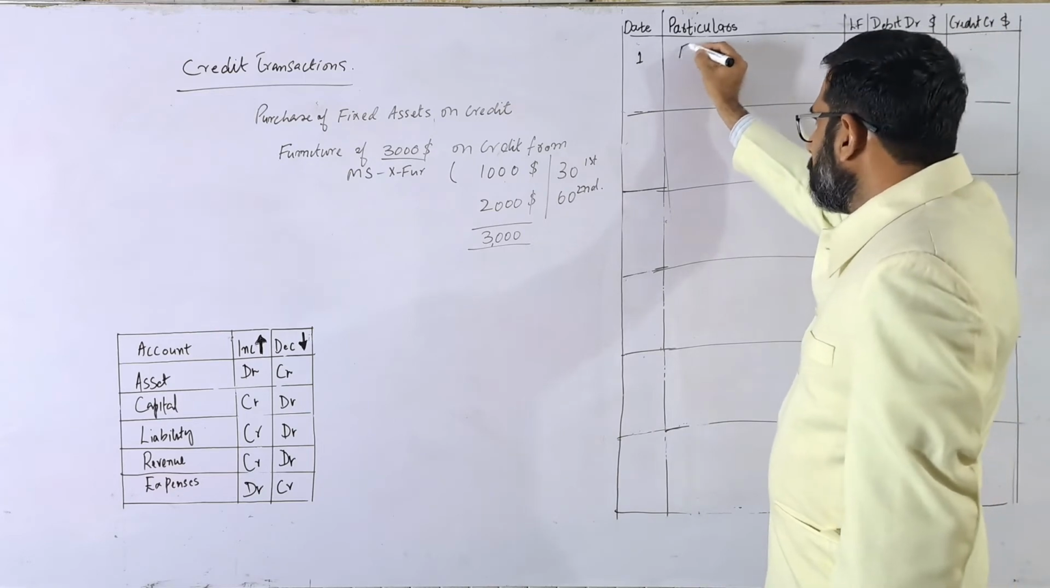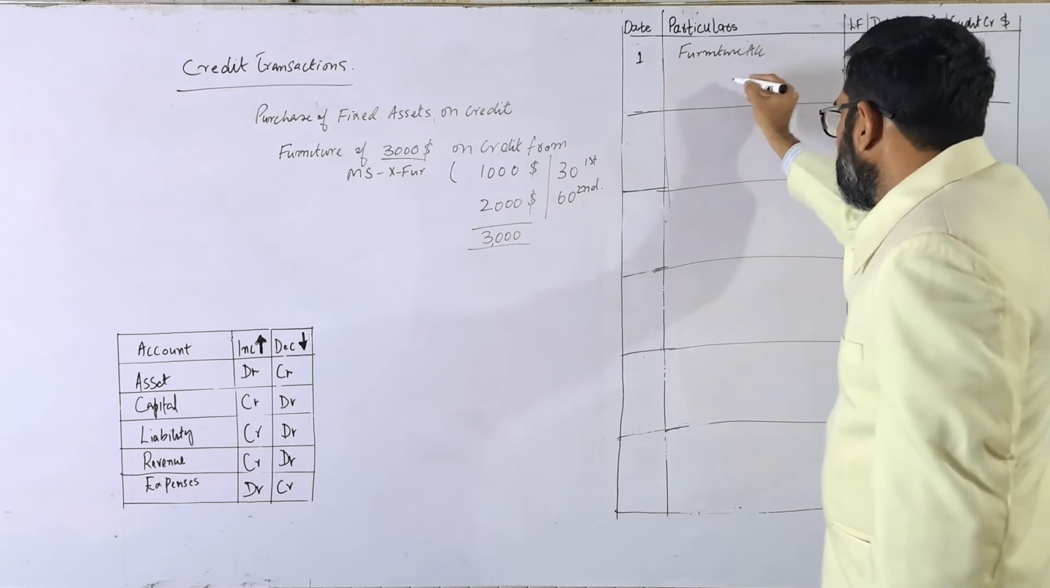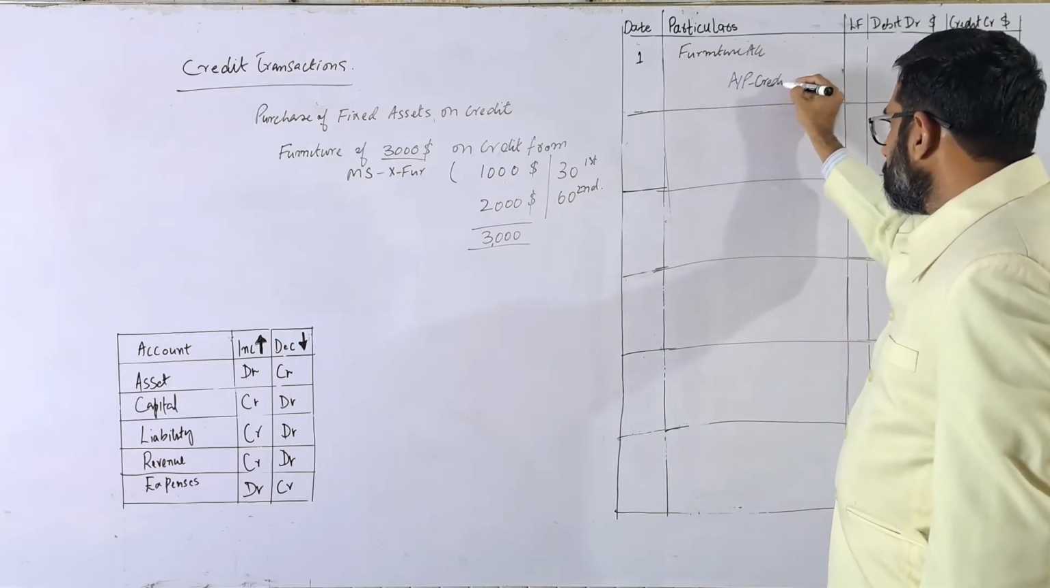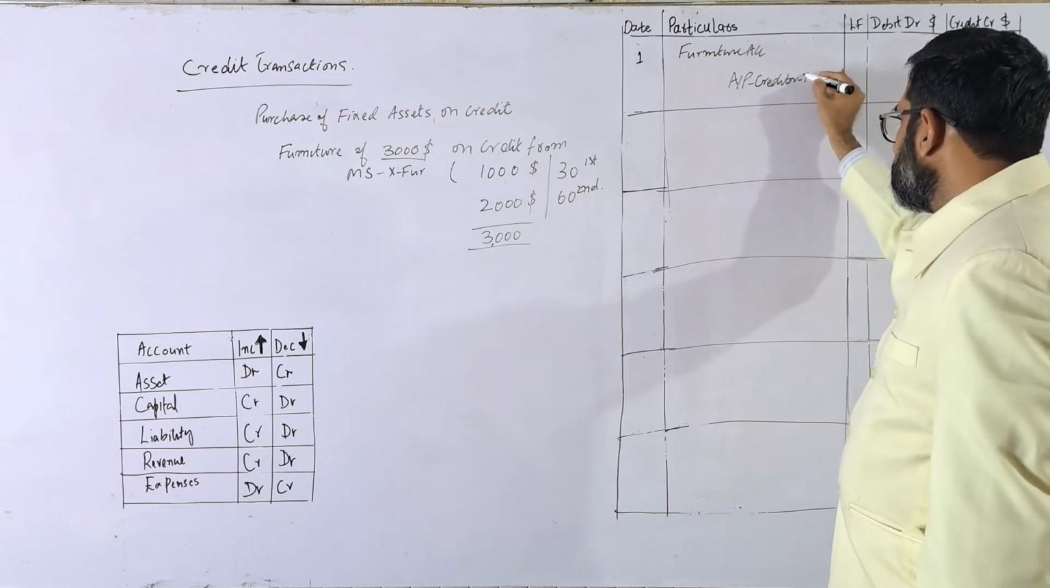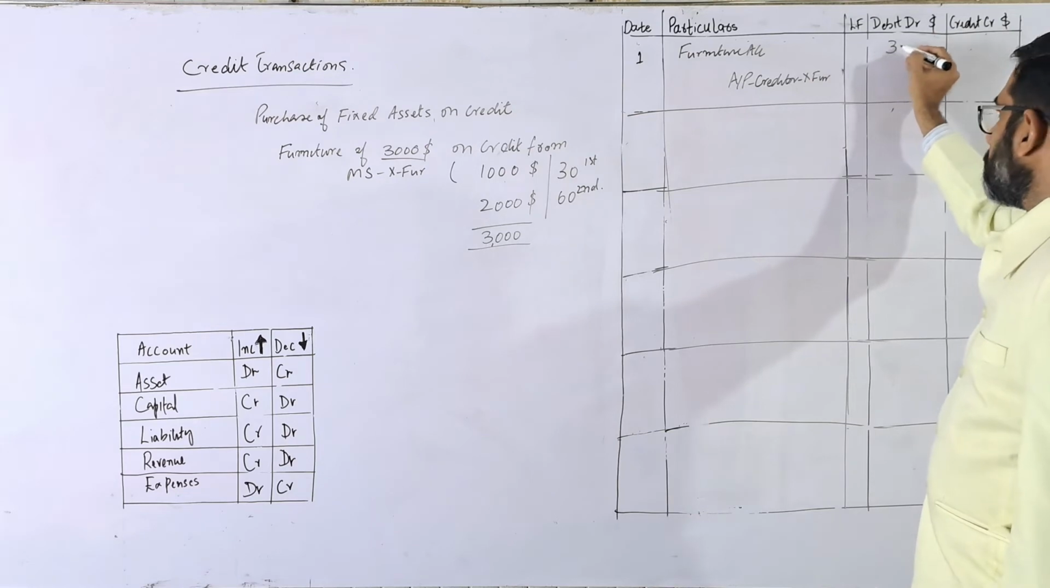So we just go through the transaction. Very simple one: the furniture account debit, and then we have an account payable, that is creditors. X Furniture is the company name. The amount is how much? That is $3,000.